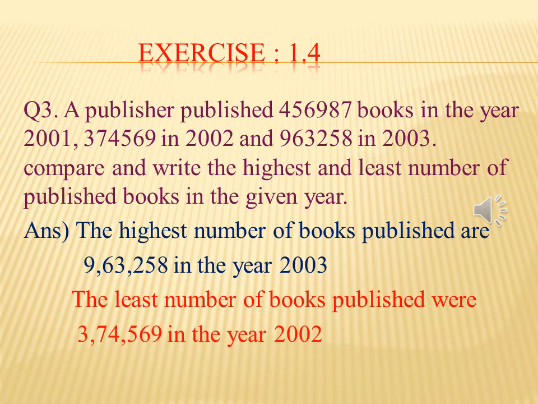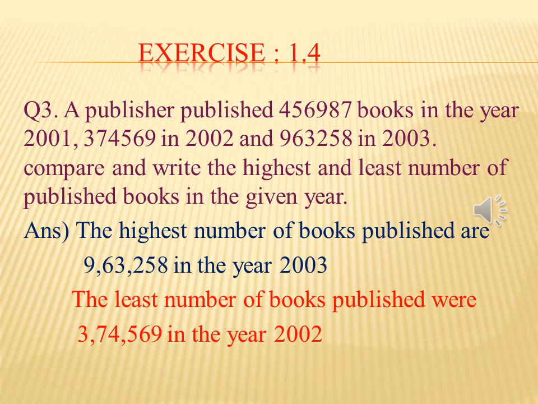Dear children, now let us look at question 3. A publisher published 4,56,987 books in the year 2001, 3,74,569 in 2002, and 9,63,258 in 2003. Compare and write the highest and least number of published books in the given years.